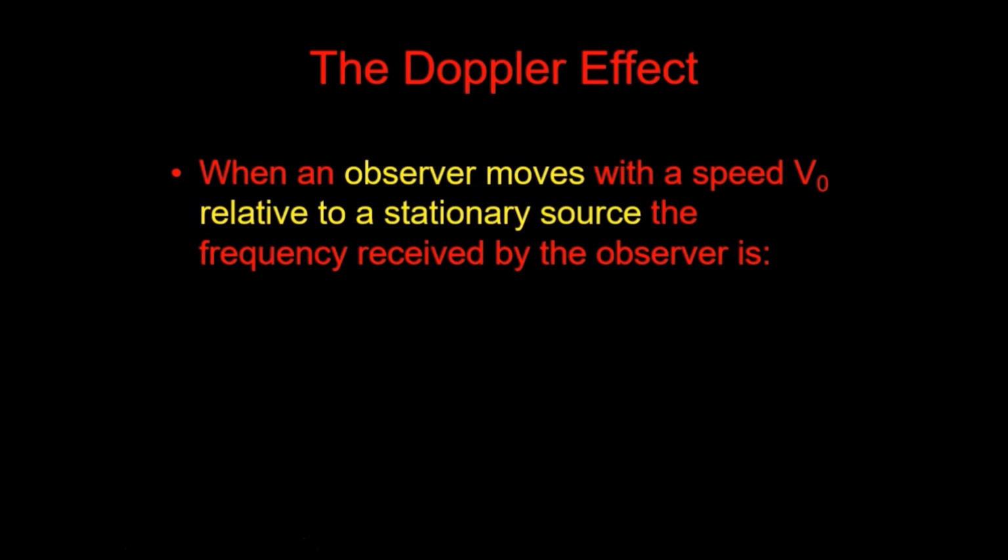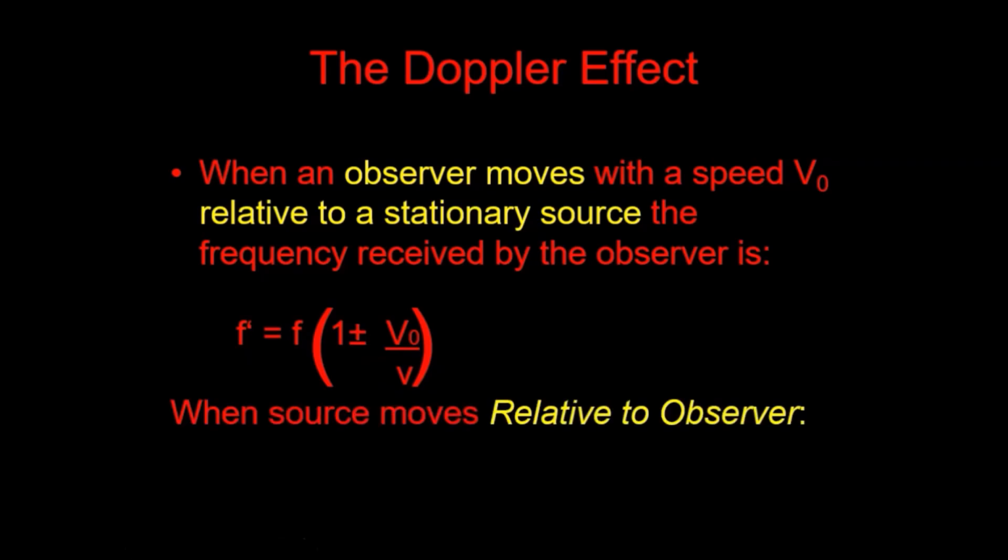So basically, when an observer moves with some speed, v0, relative to a stationary source, the frequency you will receive, f prime, will be the original frequency of the radiation times 1 plus or minus the observer's velocity over the velocity of the wave. That's relative to the observer. The plus or minus really denotes whether your object is moving towards or away from you.